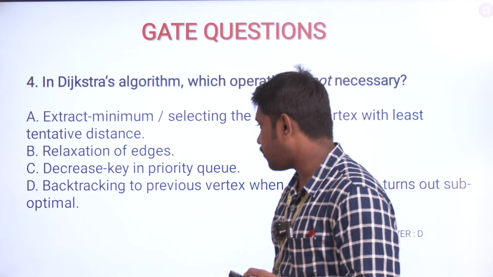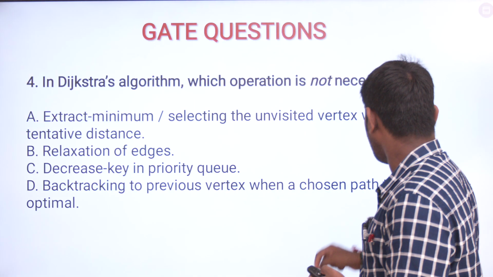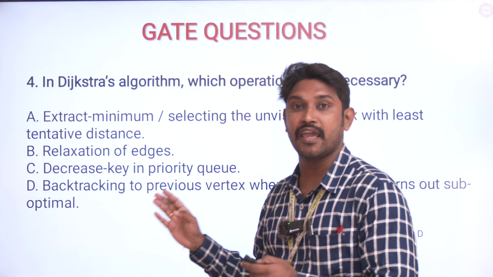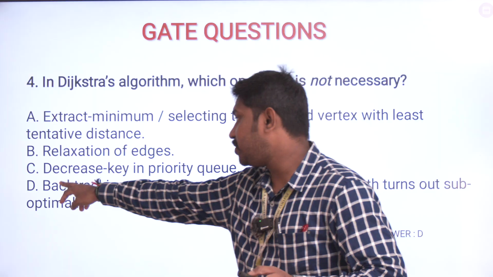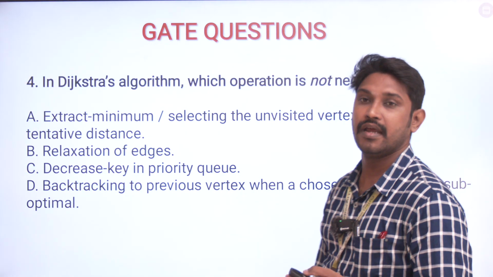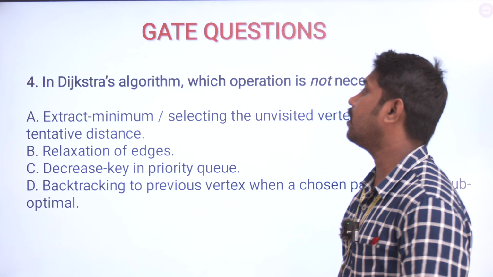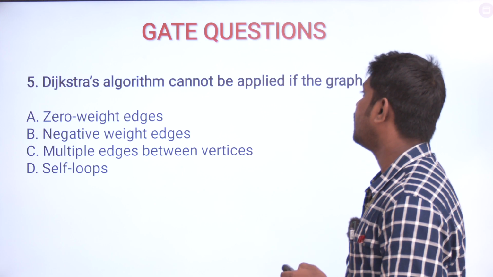The fourth option is backtracking to the previous vertex when a chosen path turns out suboptimal. The backtracking operation we are not going to use in Dijkstra algorithm. So I think option D is the wrong one. We check with the answer. Our answer will be D, that is, the backtracking operation will not be implemented in Dijkstra algorithm. So we move on to the fifth question.